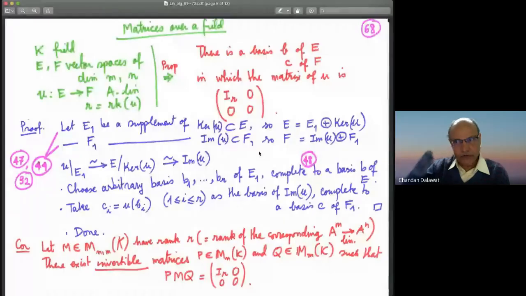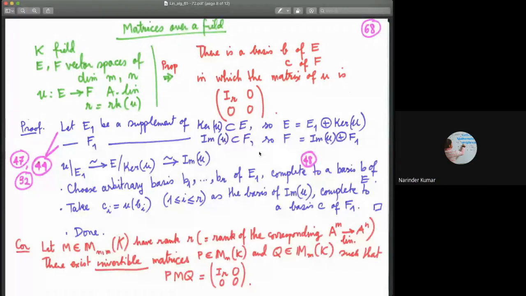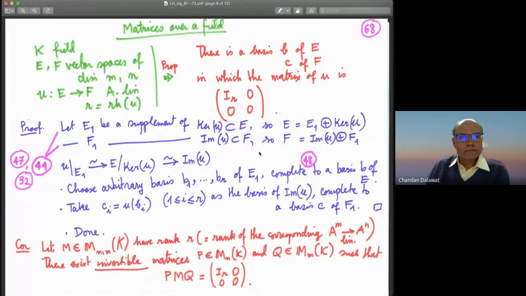Which one is it? Is it this one? 61 to 72. So where is 61 to 72? Here it is. So can you see page 68 now of the slide? Yes, sir. Okay, very good.